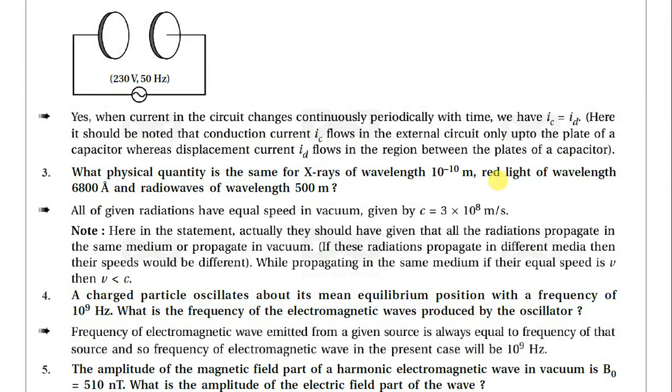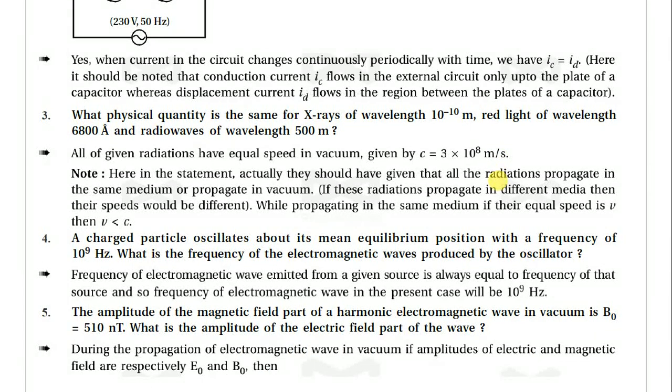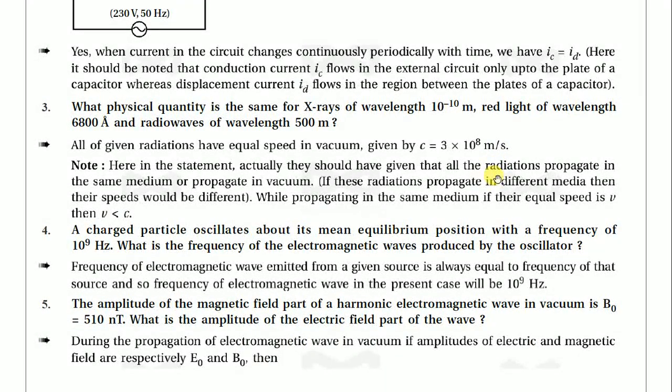Actually, it should be stated that all the radiations propagate in the same medium or in a vacuum. If the radiations propagate in different media, then their speeds would be different. While propagating in the same medium, if their equal speed is v, then v is less than c. If the medium changes, the refractive index will change, and the velocity will change. This is the basic phenomenon.